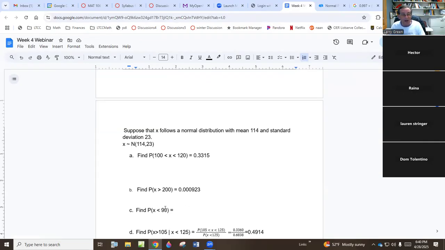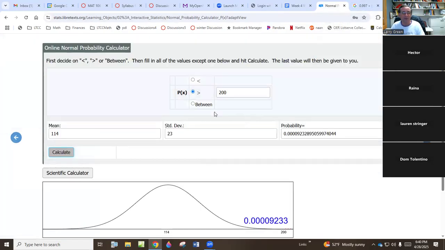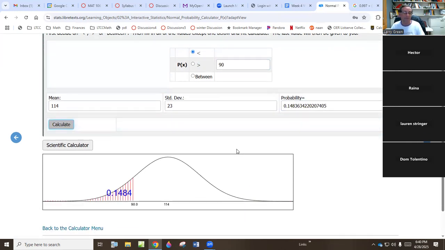Okay. Now, how about the probability that x is less than 90? So it should be obvious. Do we want less than, greater than, or between? Yeah, we want less than, and then 90. And now I'm going to erase the probability. We have the same mean and standard deviation. That's not changing at all for this problem. And I hit calculate. And there you go. And here's the picture. Notice less than is to the left. And it's about 0.1484, rounded to 4 decimal places.